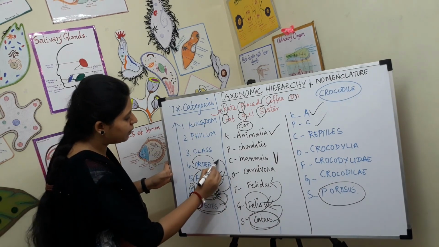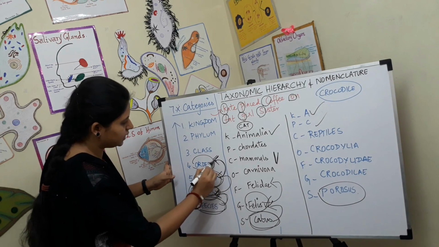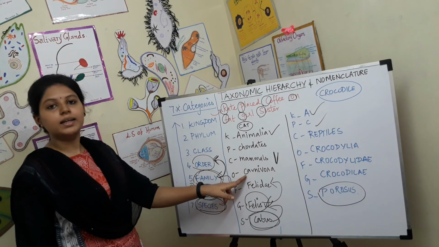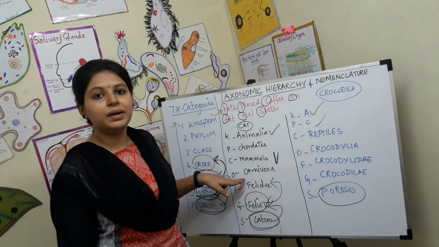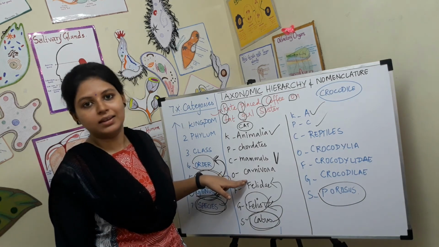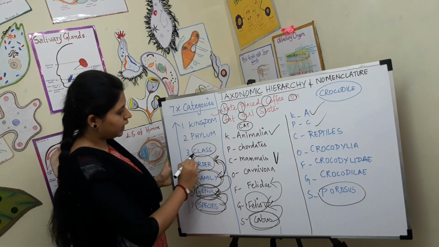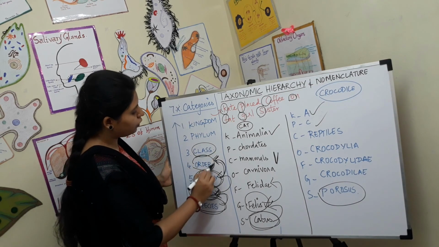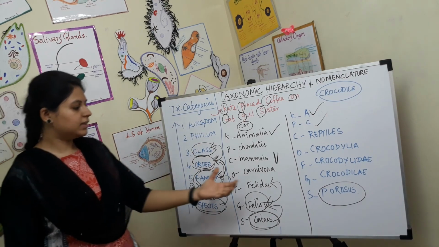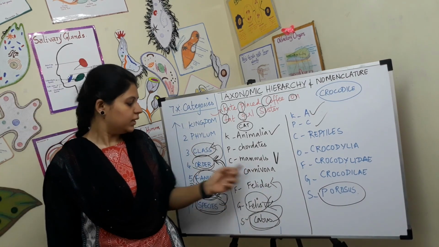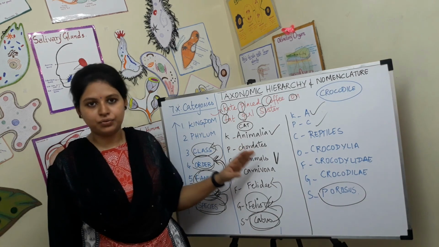Next is order. Families with a few or more similarities are placed in an order. The order is Carnivora. What is Carnivora? They are all predators. They go and forage on other animals. So that is order. Next we will talk about class. Orders with a few more similarities are placed in a class. For example, Carnivora belongs to the class Mammalia, where they give birth to their young ones and feed them.